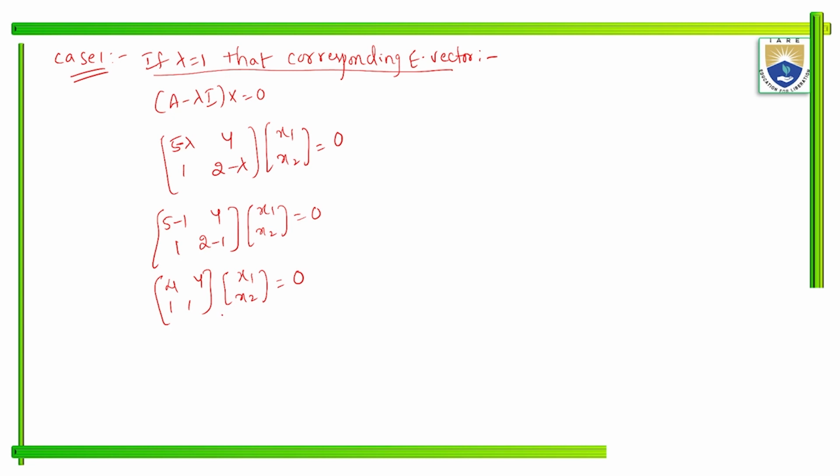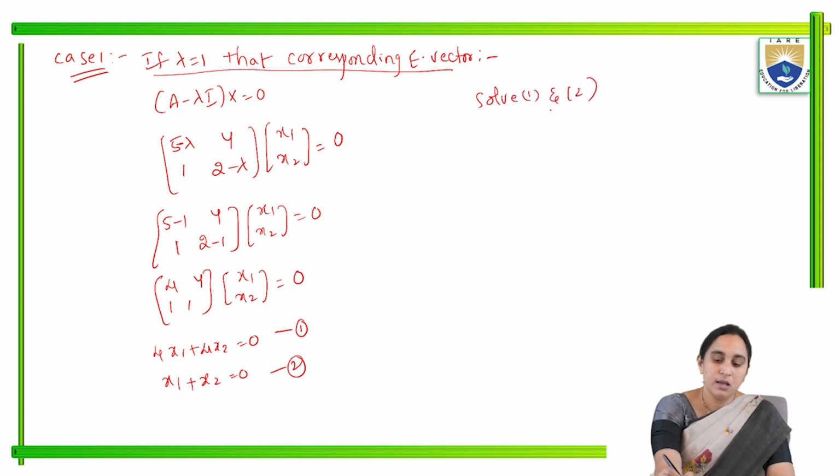For the 2 by 2 matrix here, how many unknowns are there? 2. Now write it in equation form: 4x1 plus 4x2 is equal to 0, and the second one, x1 plus x2 is equal to 0. Solve 1 and 2. No need to solve both; we can directly use the second equation or the first equation.